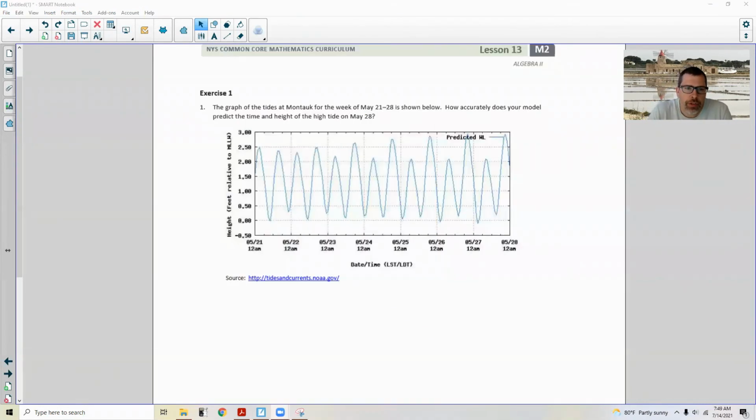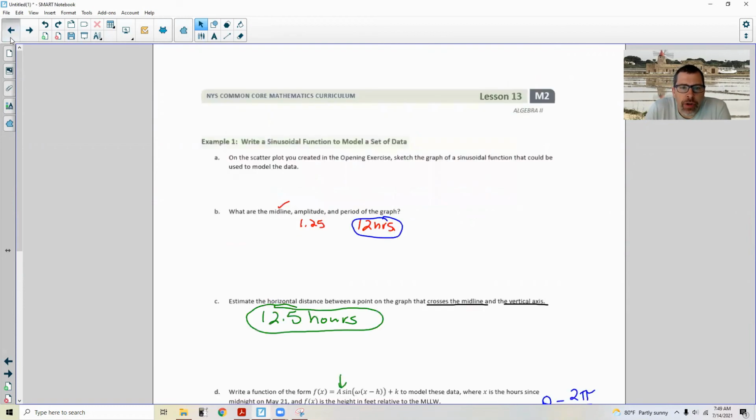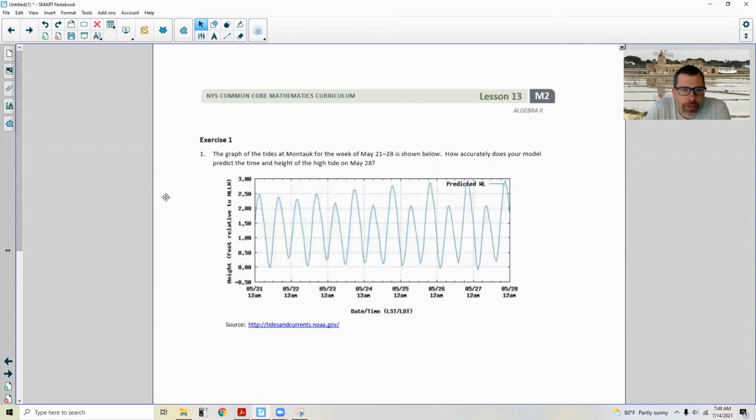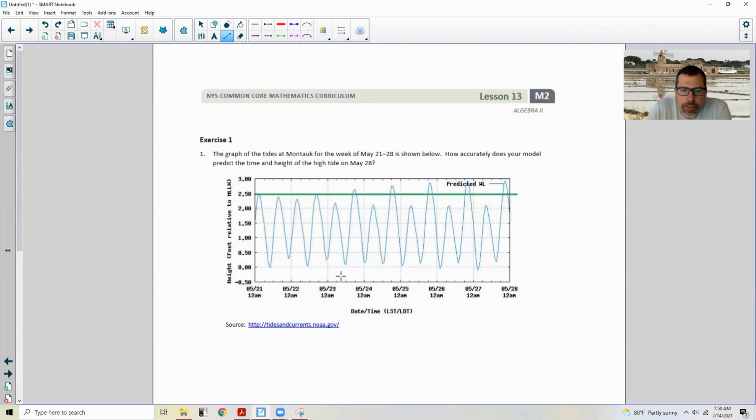All right, page 4, exercise 1 says the graph of the tides at Montauk for the week of May 21st through the 28th is shown below. How accurately does your model predict the time and height of the high tide on May 28th? So if we go back to our graph, the high was like 2.5 and it went down to 0 approximately. Okay, this one, so if I drew a line at 2.5, there it is, and a line at 0, there it is.